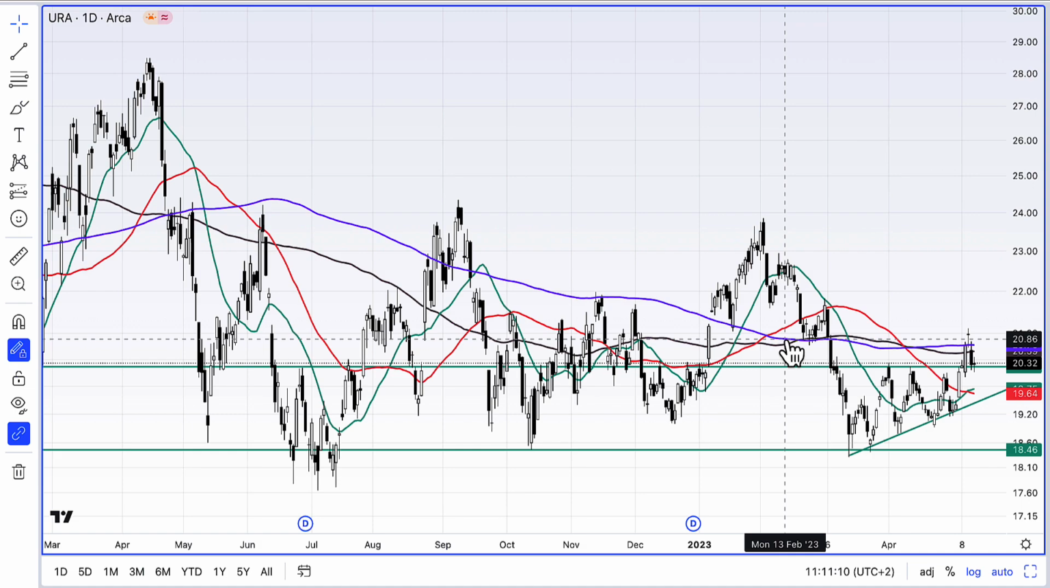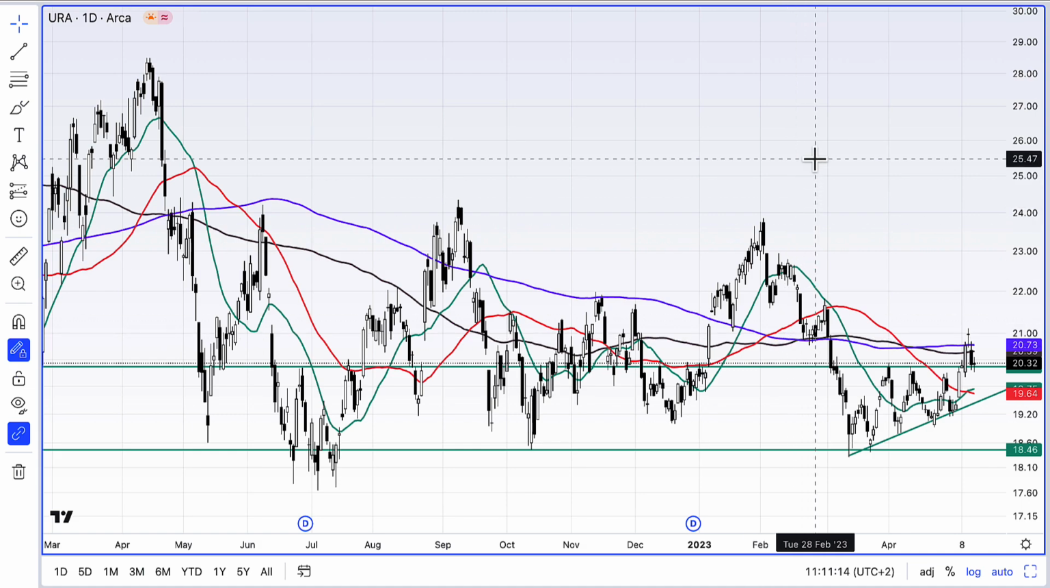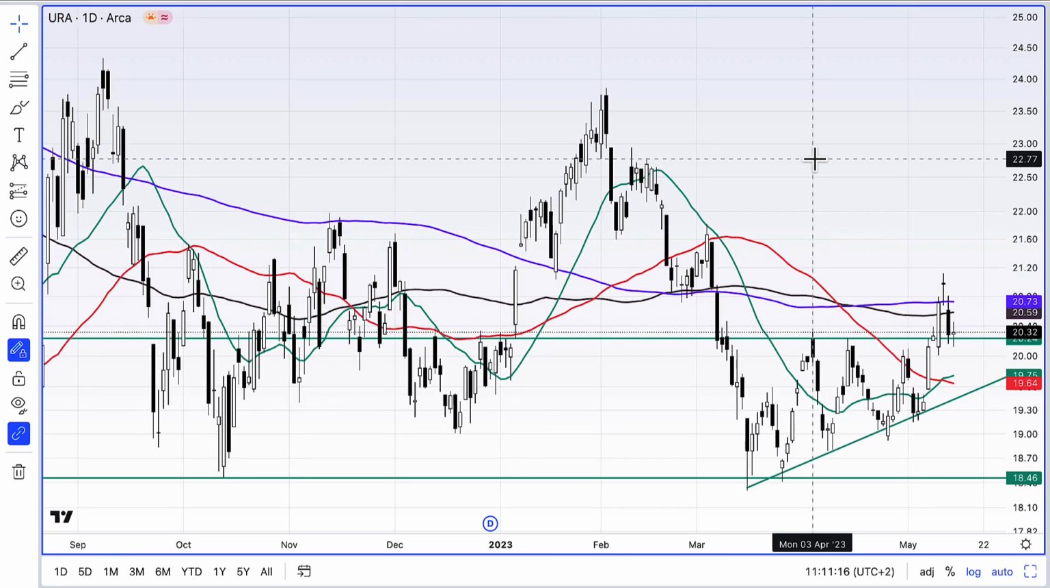I can't remember if it's fusion or fission that they use in plants now. Or a combination of both. I don't know. Anyway, we're long on uranium stocks, ETF, URA.